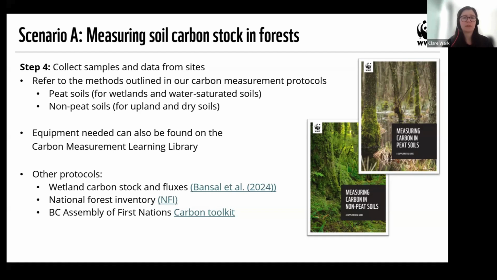Other protocols do exist, like those by Bansal et al., as well as the National Forest Inventory and the BC Assembly of First Nations Carbon Toolkit, so feel free to check those out.